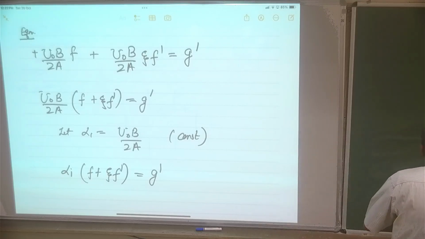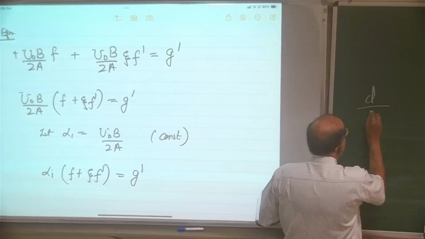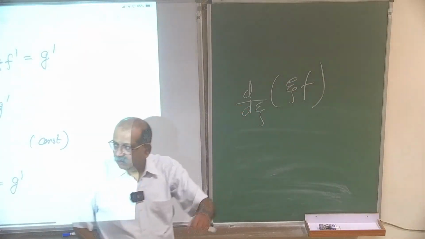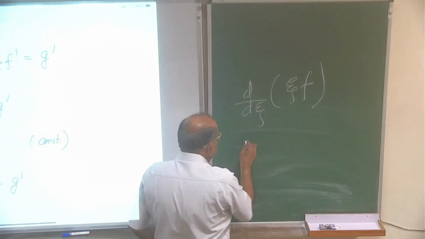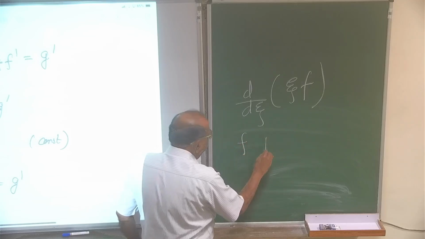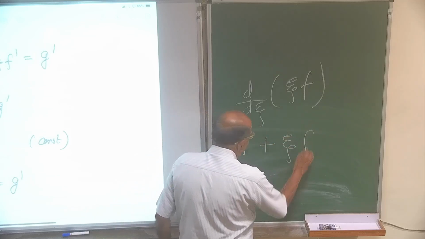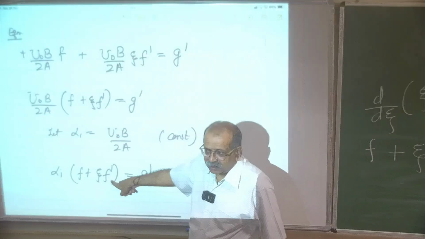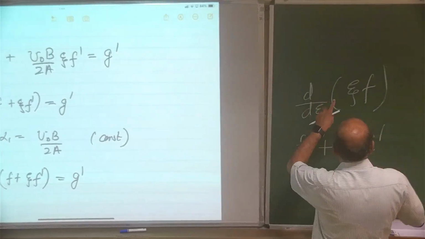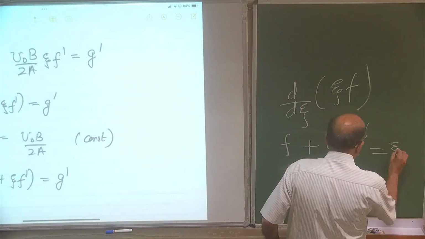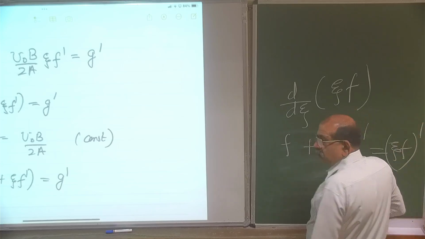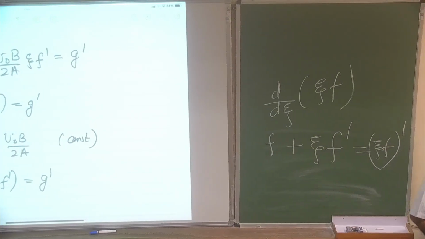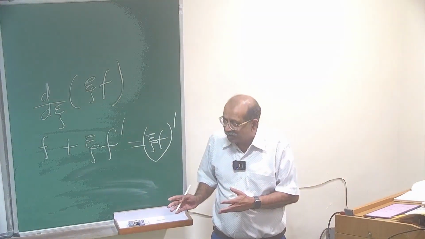So now what I'm saying is you have to find the d by d zeta of zeta f. The derivative of zeta is 1 times f plus zeta f prime. So this quantity can be written as that. And today Rakshit is missing. He was asking me, will you ask this in the exam, how to derive it? Now I can ask you.